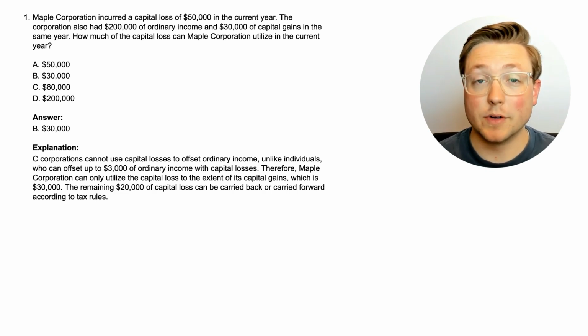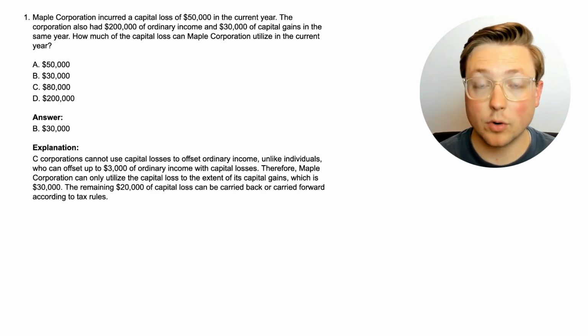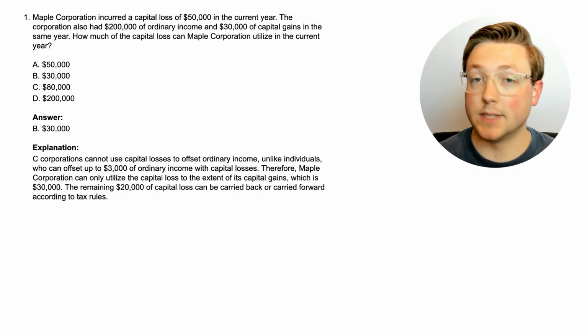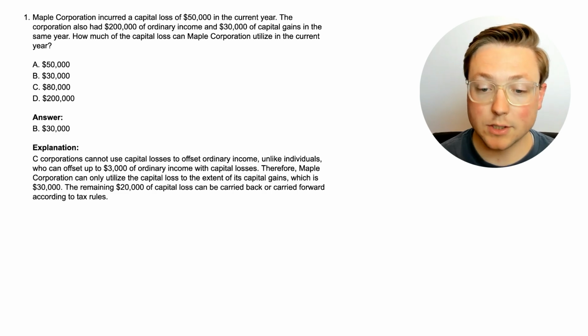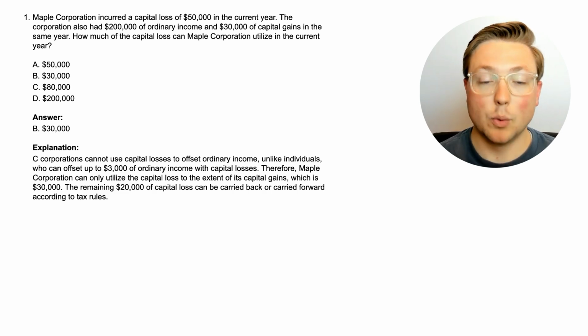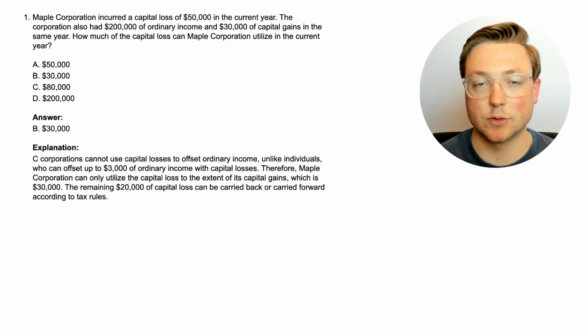Capital losses for individuals can be used to offset ordinary income up to $3,000, but with C corporations, they can't do that at all. Therefore, Maple Corporation can only utilize the capital loss to the extent of its capital gains, which is $30,000. The remaining $20,000 of capital loss can be carried back or carried forward according to the tax rules. And we'll learn about that in just a second.